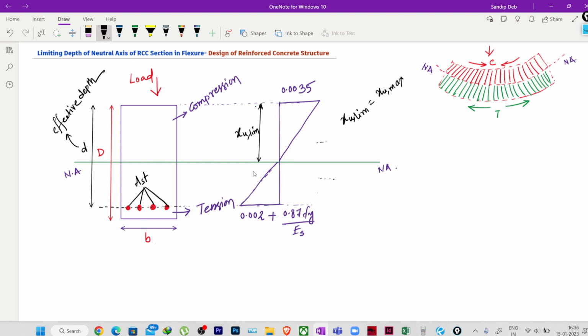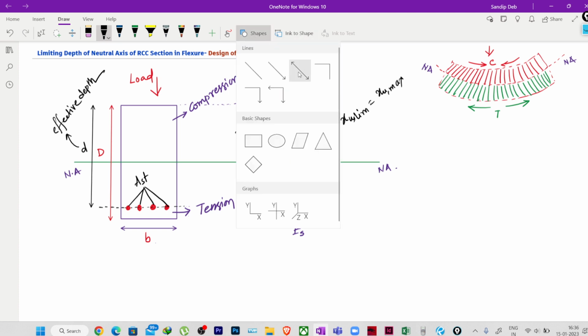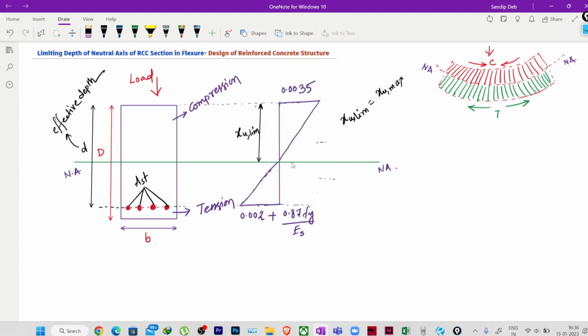So if this is my XU limit and this whole depth is my effective depth D, then how much will be this? How much will be this? So this will be my D minus XU limit, right? D minus XU limit.